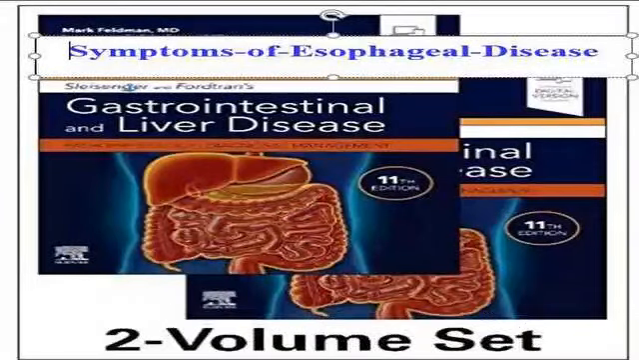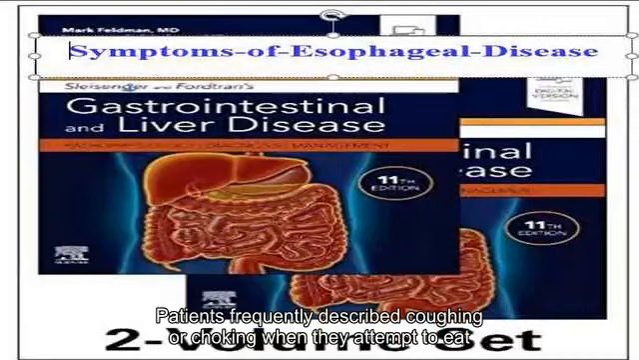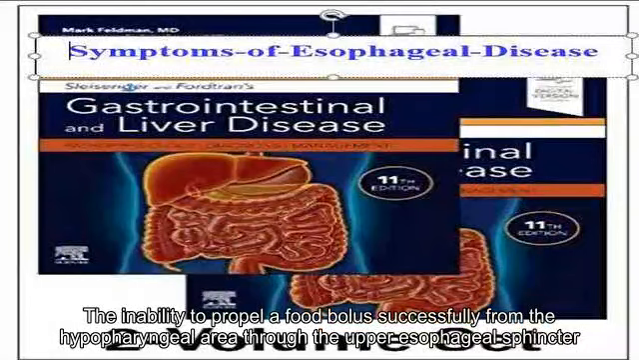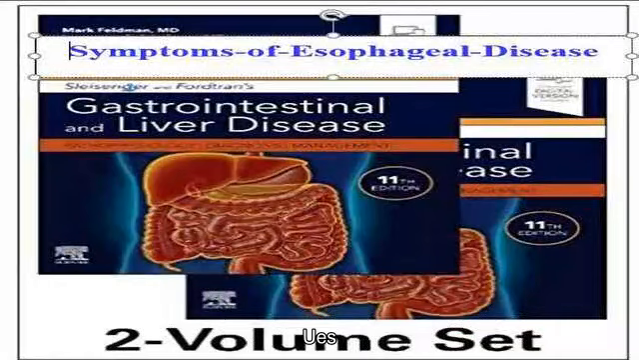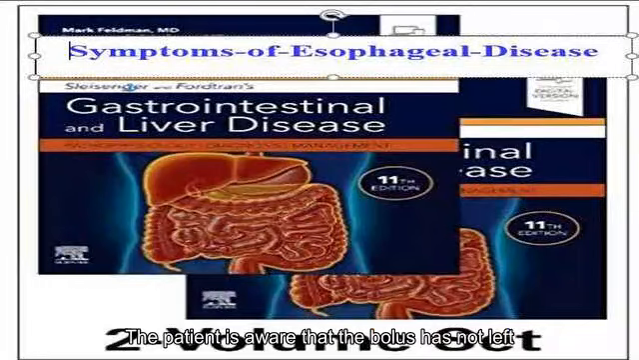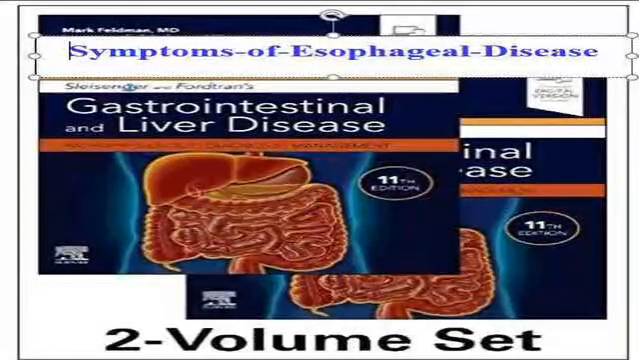Oropharyngeal dysphagia: processes that affect the mouth, hypopharynx, and upper esophagus. The patient is often unable to initiate a swallow and must repeatedly attempt to swallow. Patients frequently describe coughing or choking when they attempt to eat. The inability to propel a food bolus successfully from the hypopharyngeal area through the upper esophageal sphincter, UES, into the esophageal body is called oropharyngeal or transfer dysphagia. The patient is aware that the bolus has not left the oropharynx and locates the site of symptoms specifically to the region of the cervical esophagus.